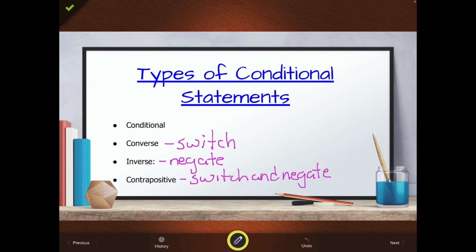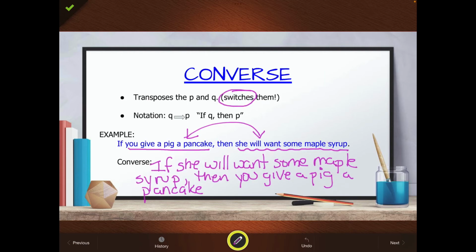Make sure you know which is which. It is easy to accidentally write the wrong sentence, or if it's matching or multiple choice, pick the wrong one, especially if you're not sure on what each sentence requires. So converse, switch. Inverse, negate. Contrapositive, switch and negate.